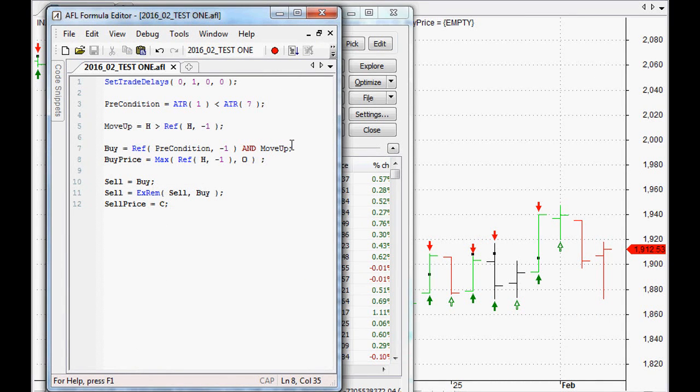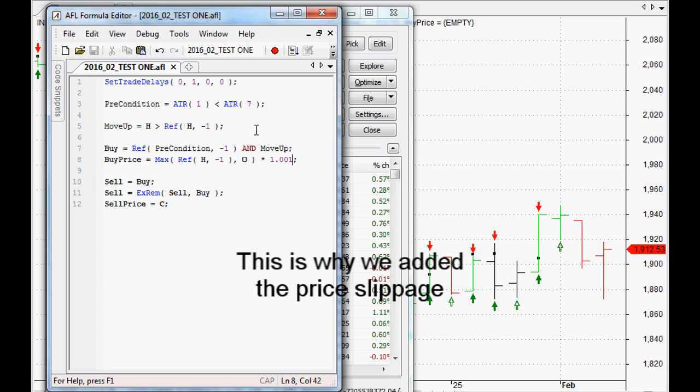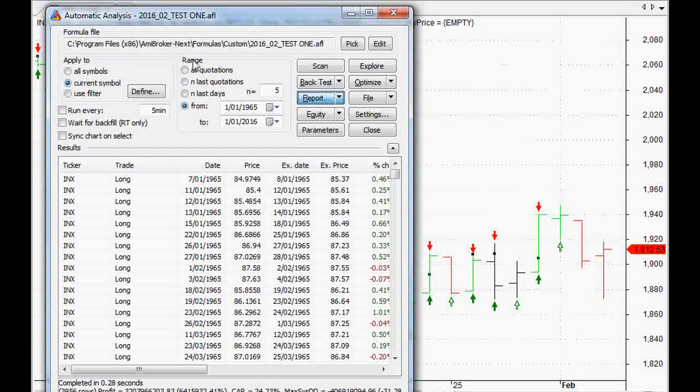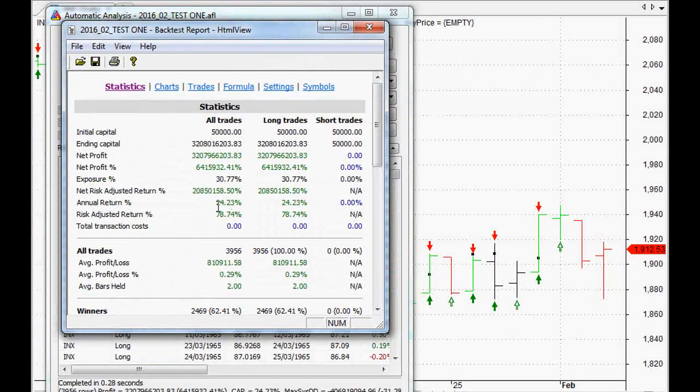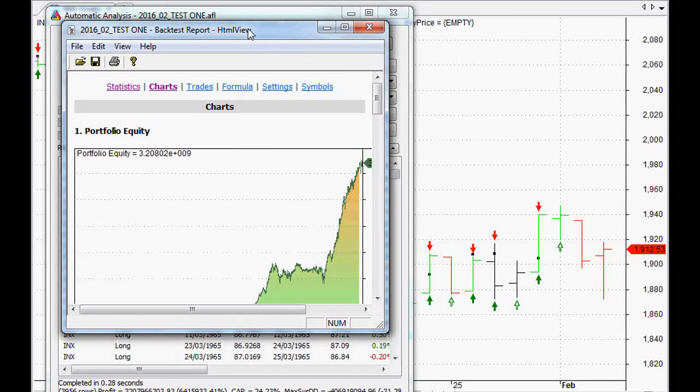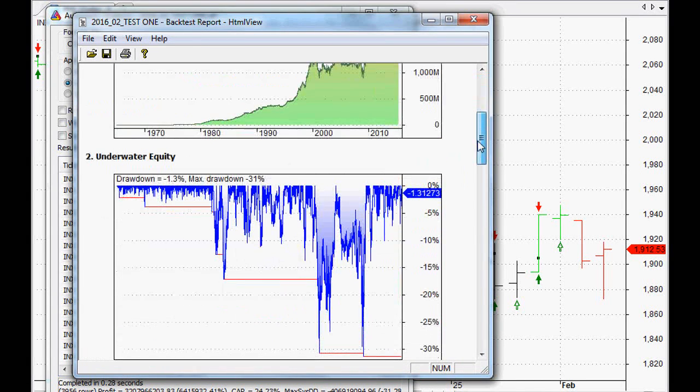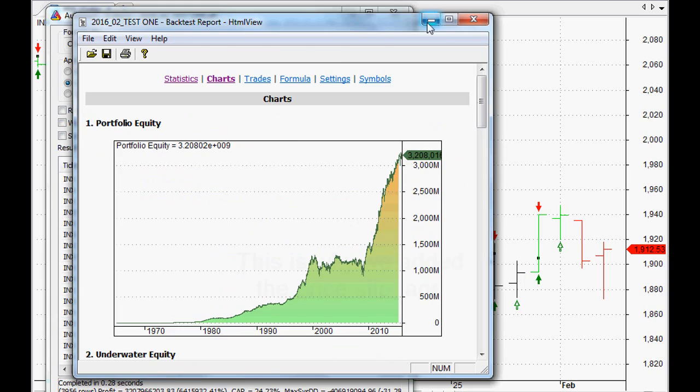So remember our buy price, and I multiplied that by 1.001, which is a tenth of a percent. Now, that tenth of a percent might not seem much, but if we run that back test again, you'll find that in the actual report, instead of 33% per annum, it's 24% per annum. And that's where we come to our $3 billion right at the end of that, around about 50 to 51 years on the S&P 500.